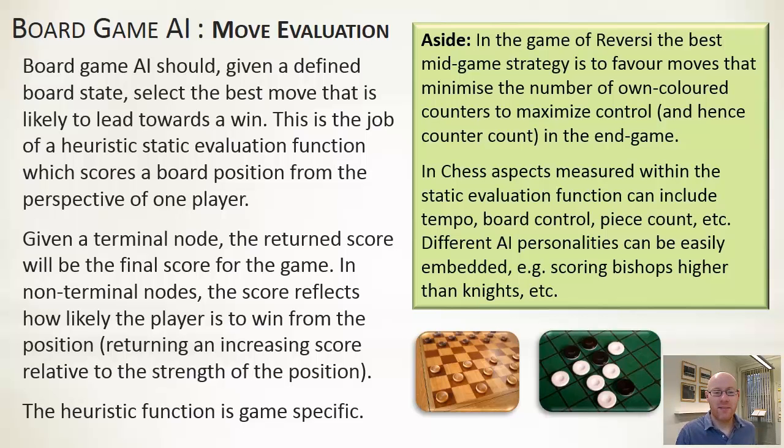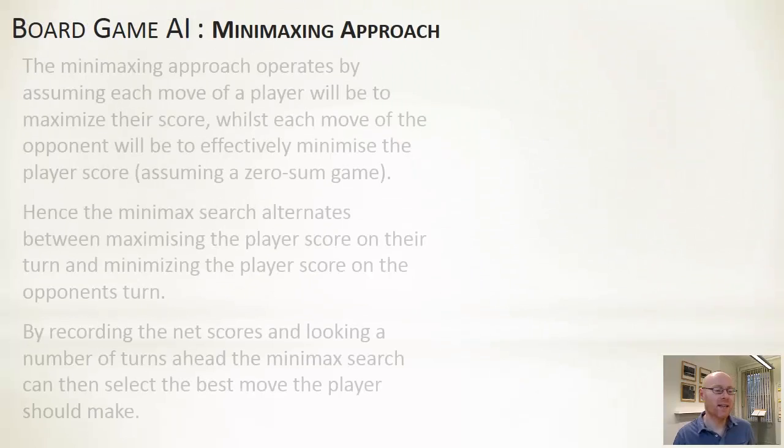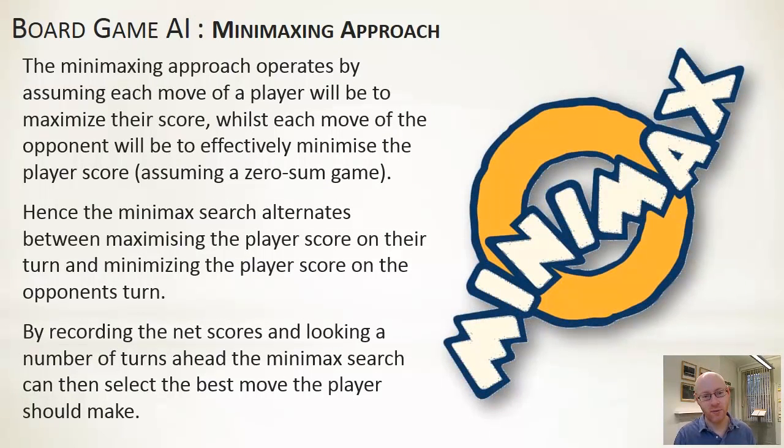So minimaxing, this is how all of these things then tie together. We have our static evaluation function, we've got our game tree, and we're going to then link them together in what's known as a minimaxing approach. And this is the de facto standard algorithm that's used here, or the base of a lot of the common algorithms. Alpha-beta pruning is the more common one.